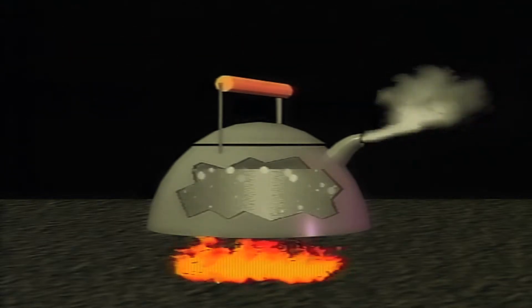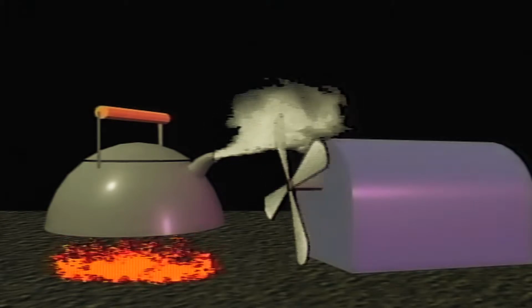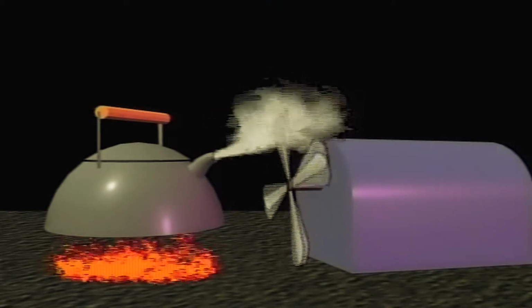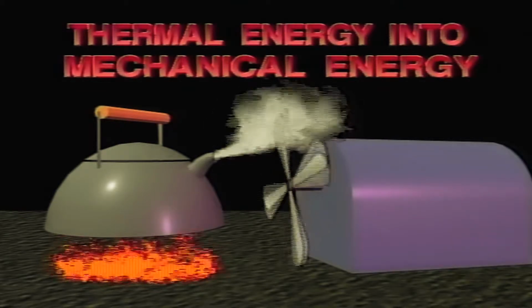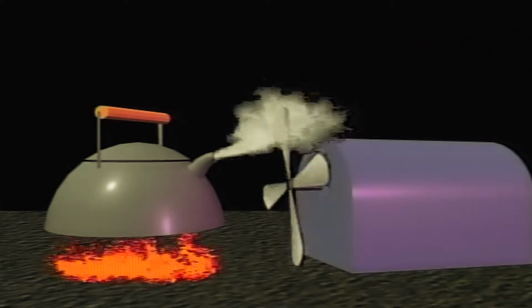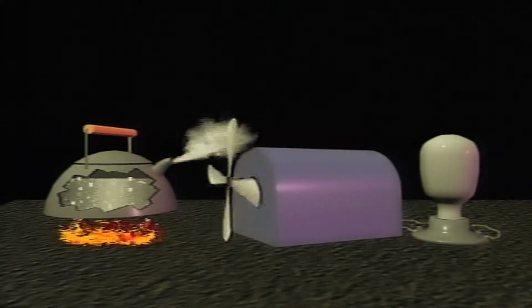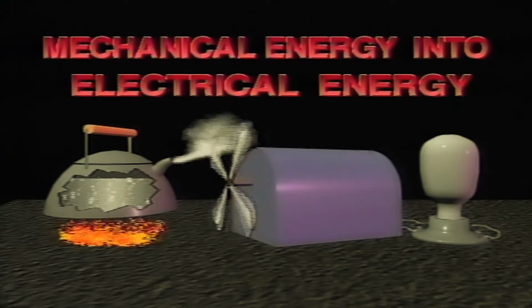Energy in the steam jet acting on the windmill blades is converted into mechanical energy, causing the generator to start to turn. We say this process is converting thermal energy into mechanical energy. Finally, the mechanical energy of the rotating shaft is converted into electrical energy.